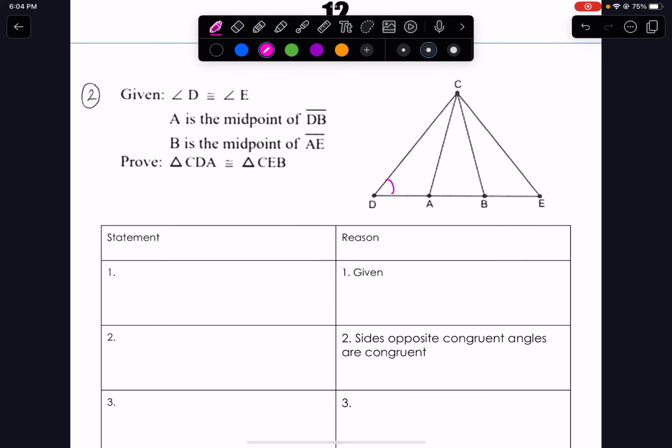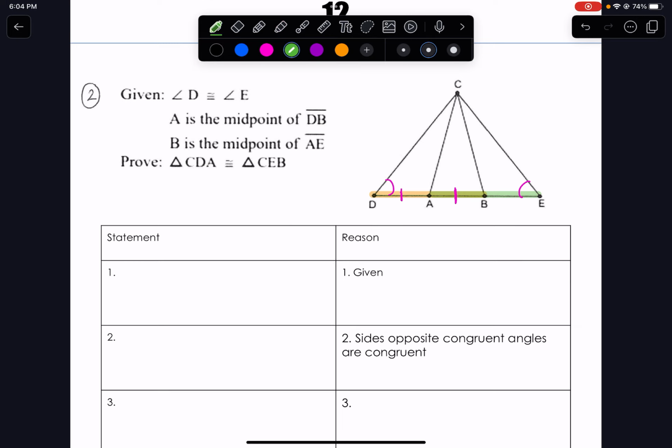We're given angle D is congruent to angle E. A is the midpoint of DB. You guys love using midpoint even when it's not there, so we can actually use it this time. So A is the midpoint of DB, so we have DA is congruent to AB. We know that B is the midpoint of AE, so B is the midpoint of this green piece.